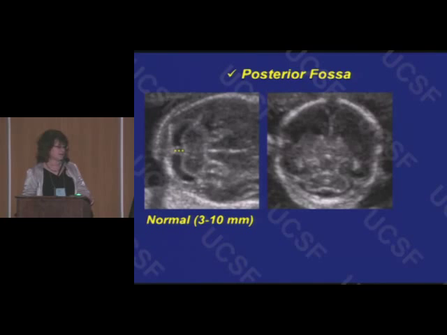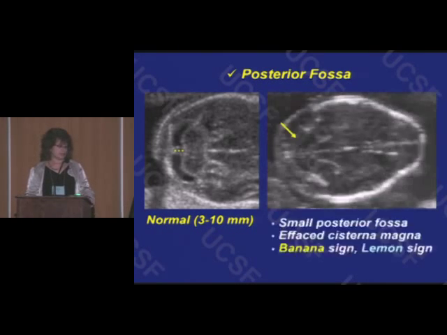discuss further. We don't routinely measure the cisterna magna, but if you were to do so, normal is 3 to 10 millimeters, typically on an axial view. Sometimes it can be seen on a coronal plane of section. In this case, the cisterna is effaced and the morphology of the cerebellar hemispheres is altered. This has been referred to as the banana sign.